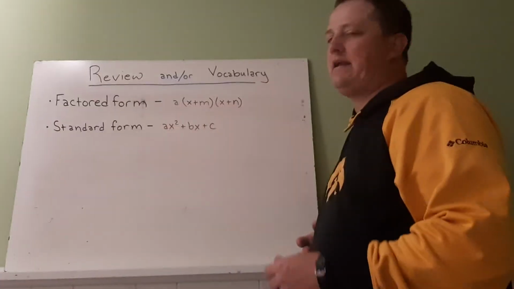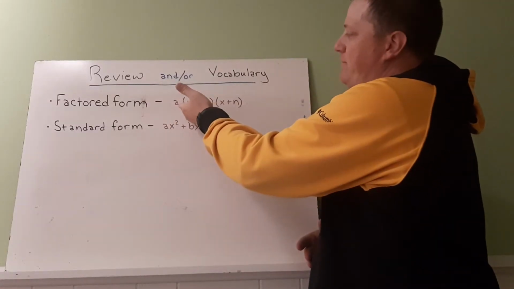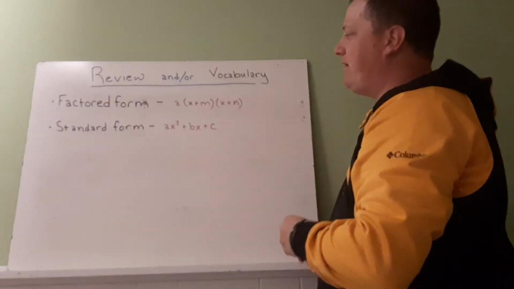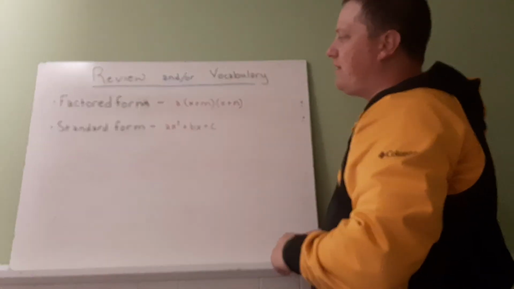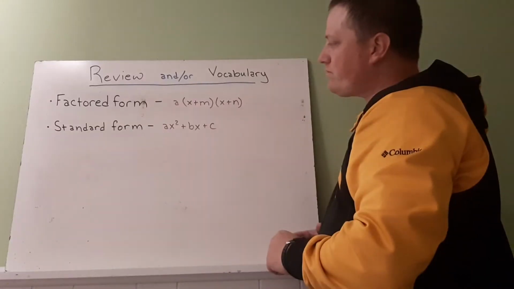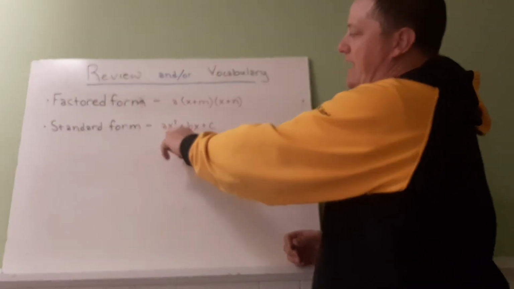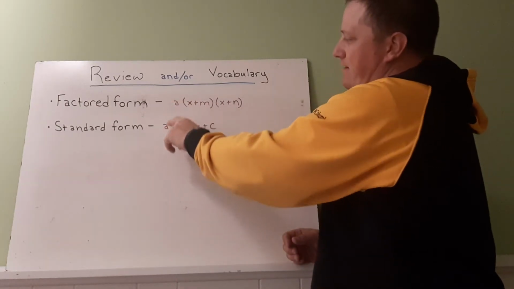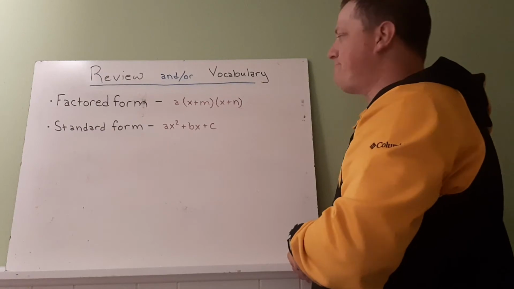All right, just a reminder on our vocabulary words, we have factored form, which is the form a times the sum of x plus m times the sum of x plus n. So here is our factored part. This is our constant. Then we have standard form, which is ax squared plus bx plus c. These a's tend to be the same. That's why we use the same letter for them.